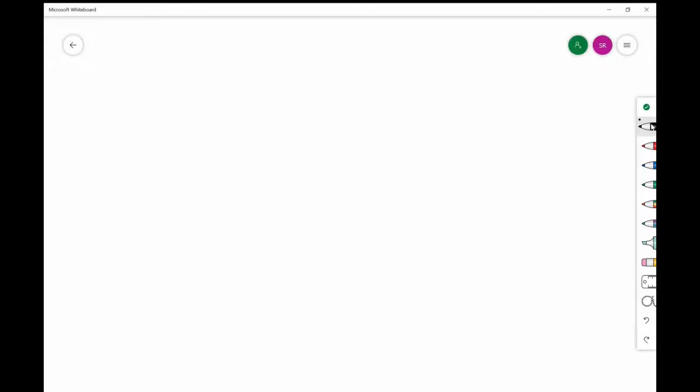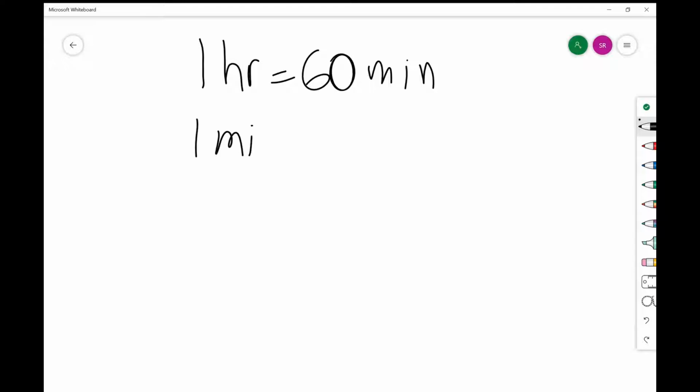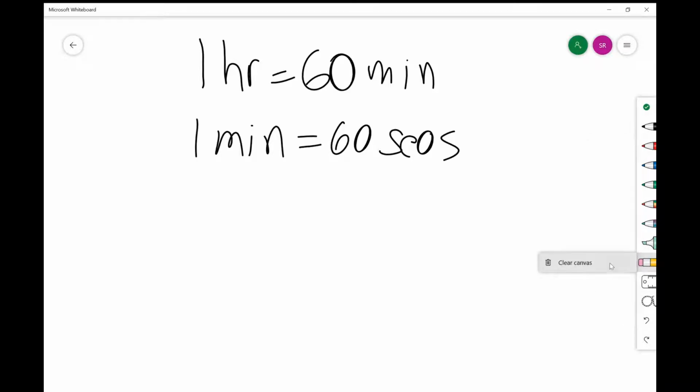So hopefully you guys remember with all of the things that we've been doing with time that there's 1 hour, and 1 hour has 60 minutes. And then in 1 minute, hopefully you remember there is 60 seconds. So what we're going to do today is we're going to go from minutes and seconds, and we're going to convert that into seconds. And that'll be pretty easy.